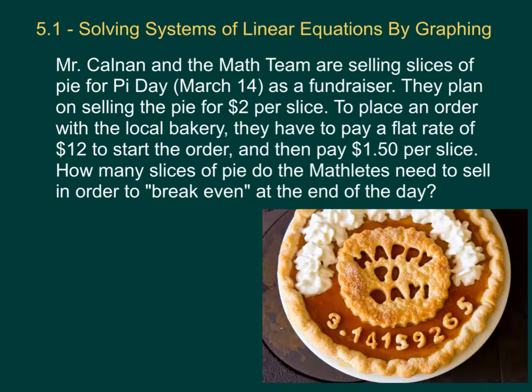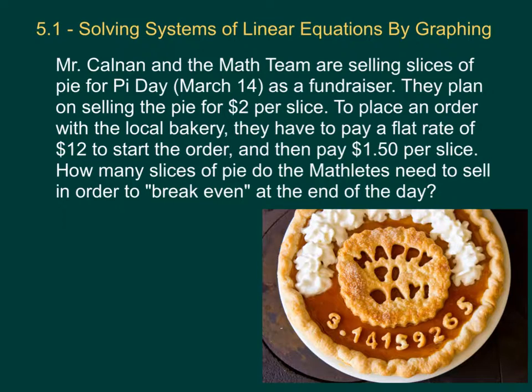Mr. Callan and the math team are selling slices of pie for Pi Day, March 14th, as a fundraiser. They plan on selling the pie for $2 per slice. To place an order with the local bakery, they have to pay a flat rate of $12 to start the order, and then pay $1.50 per slice. How many slices of pie do the mathletes need to sell in order to break even at the end of the day? So, kind of looks a little complicated.